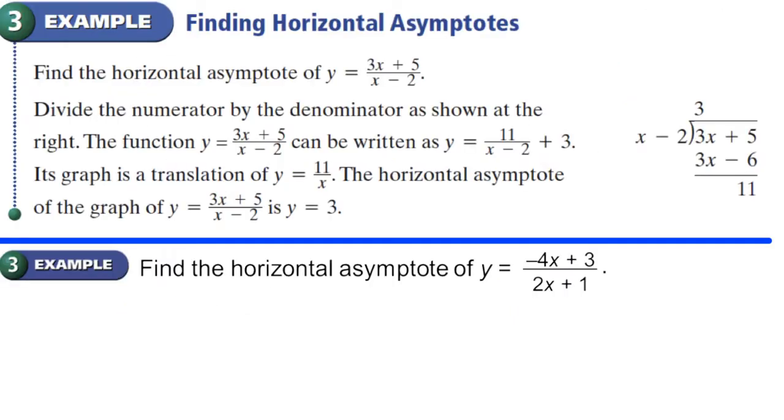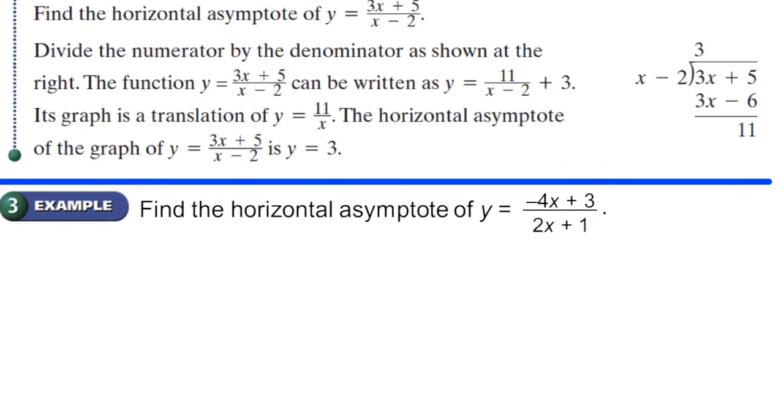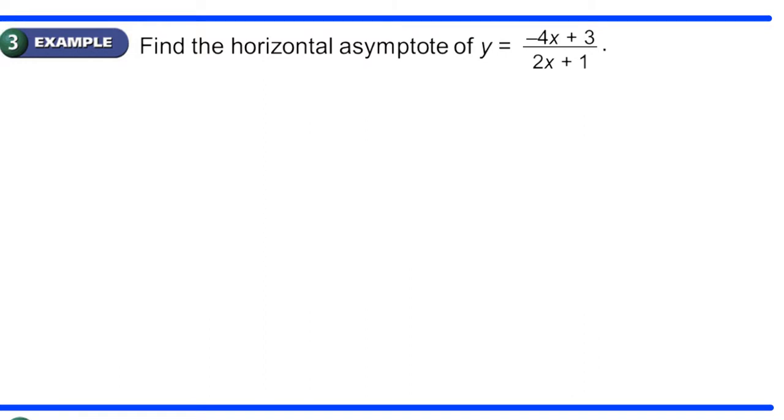Okay, finding the horizontal asymptotes. There are three different possibilities. Either you are going to have an asymptote of y equals 0, you'll have an asymptote of whatever your a over b is, or there will be no horizontal asymptote. The three different possibilities are with respect to the degree of the function.